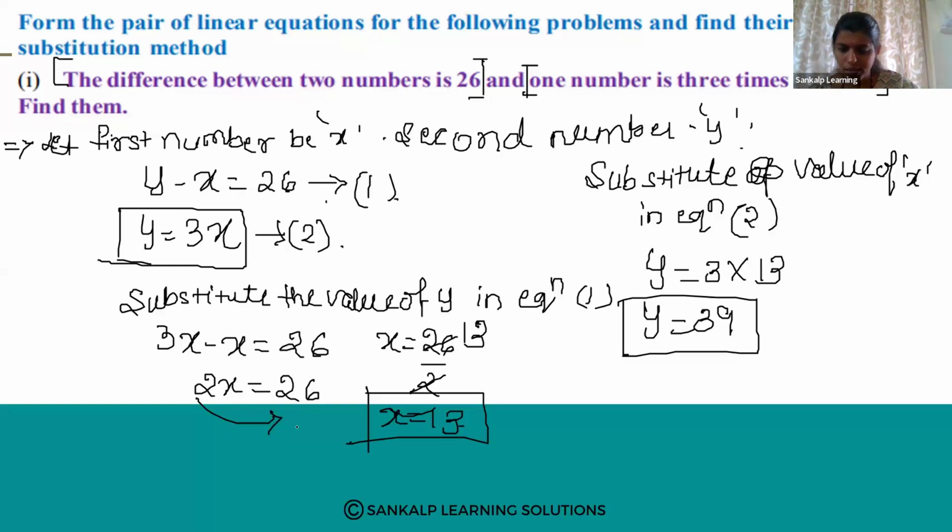If you transfer 2 to this side, you will have 26 divided by 2. That is 13. Substitute the value of x in y, in order to get y. So substitute the value of x in equation number 2. Y is equal to 3 into x value is 13. 13 into 3 is 39. Okay, this is the value of x and y.